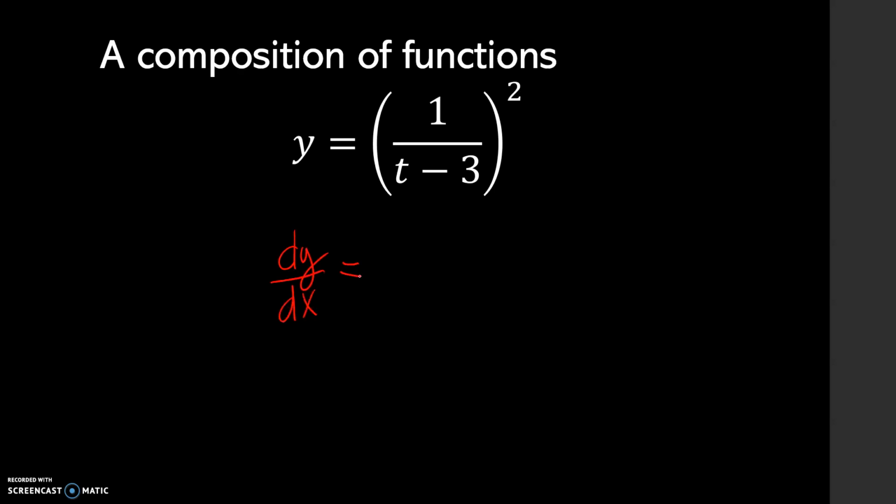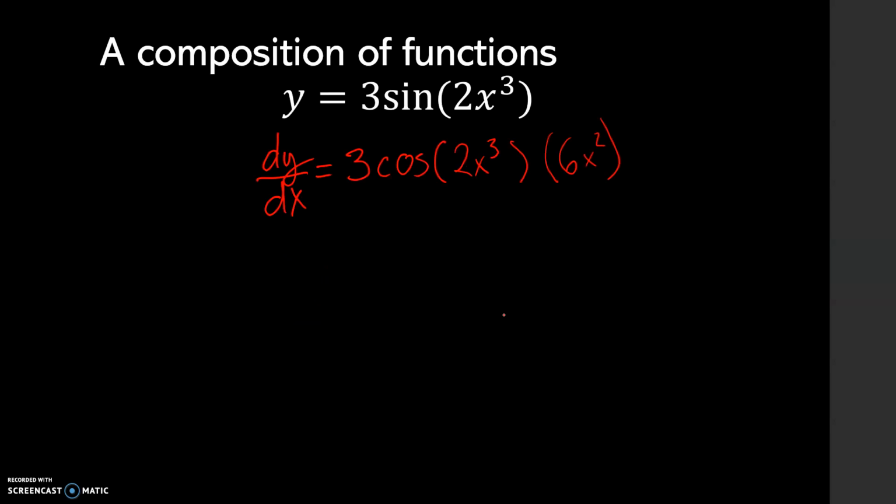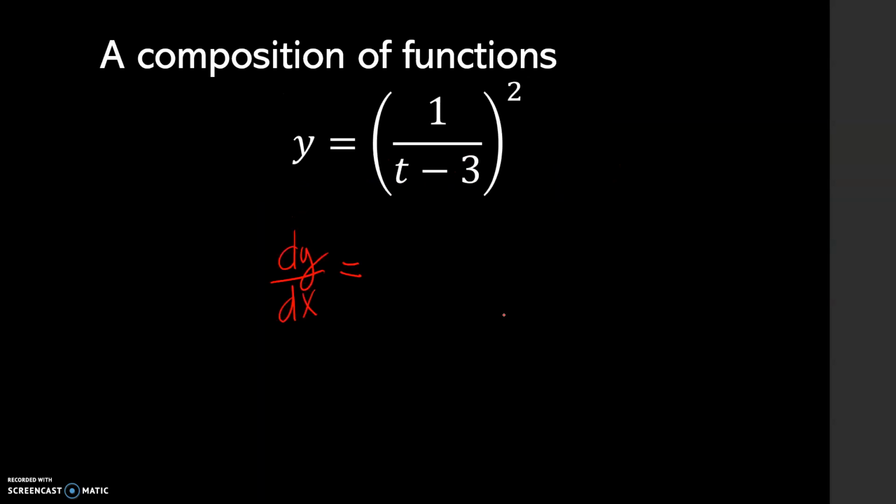What's the outer function here? It's the squaring function. Sorry, my touch screen is too touchy. The derivative of something squared is 2 times that something to the first power. Our something is 1 over t minus 3, which has a rate of change of negative 1 over (t minus 3) squared.